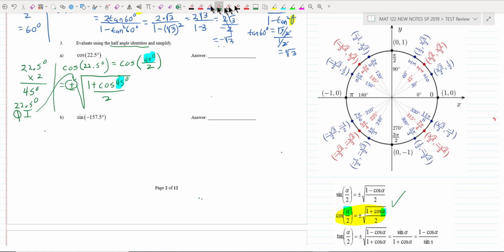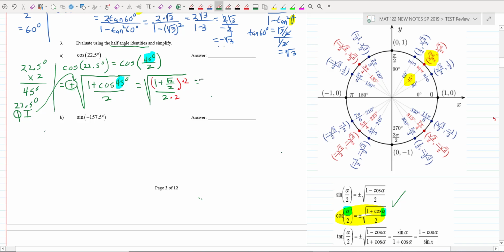Now we can go to the unit circle and we can easily look up the cosine of 45, which is square root of 2 over 2. So we would end up having positive, and then it would be 1 plus the square root of 2 over 2, all over 2 like that. All right, and then you have a complex fraction. We want to get rid of that 2, so go underneath the radical, multiply both the top and bottom by 2, and then you'll end up having this then.